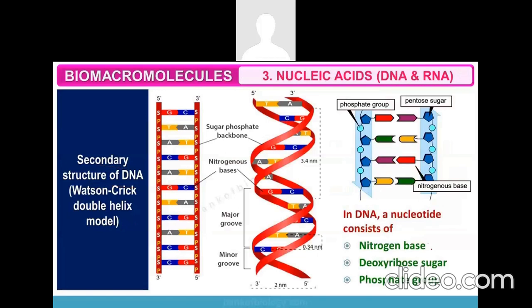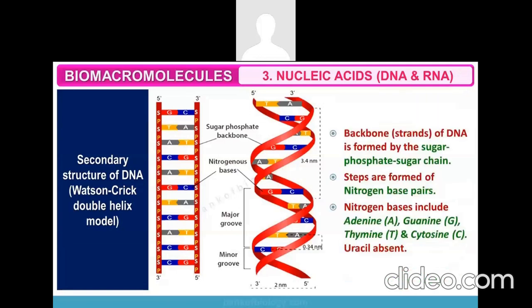A nucleotide consists of a nitrogenous base, a deoxyribose sugar, and a phosphate group. The nitrogenous base and the phosphate group are common in a nucleotide. But what signifies it as DNA is the presence of deoxyribose sugar.